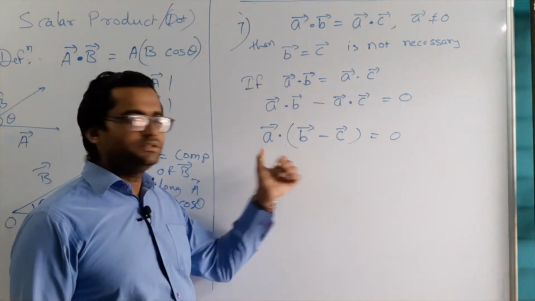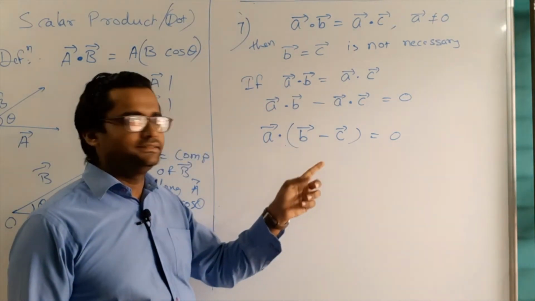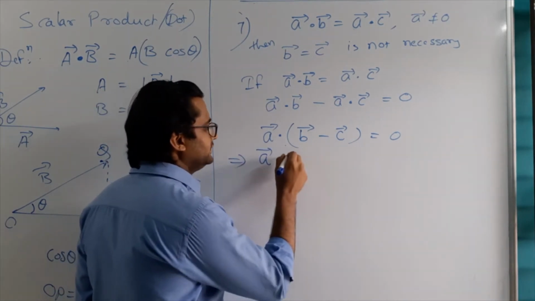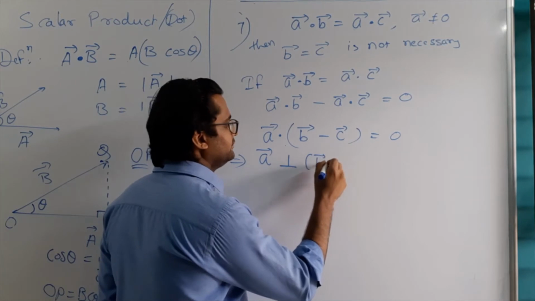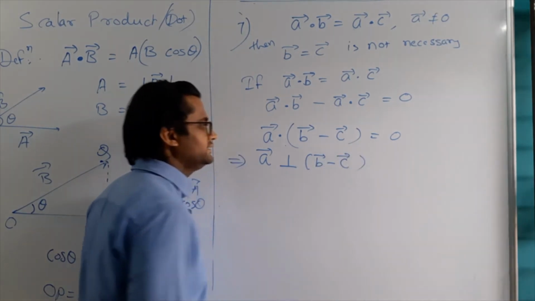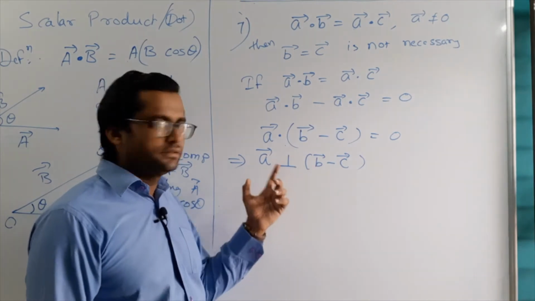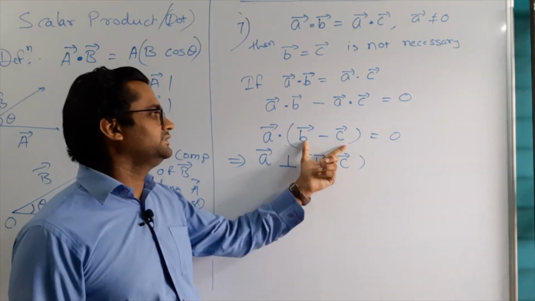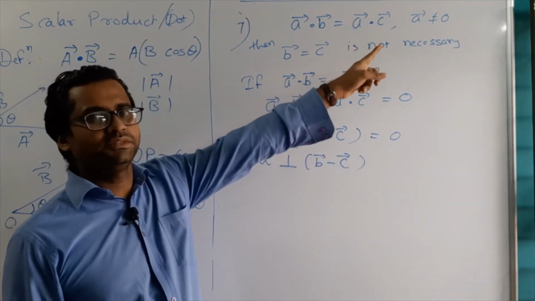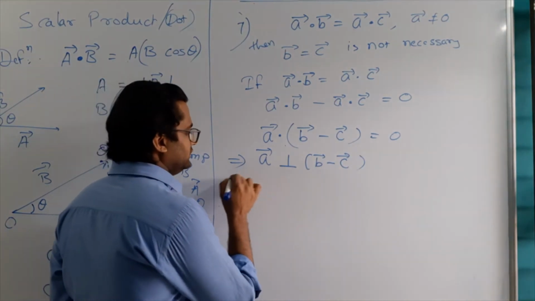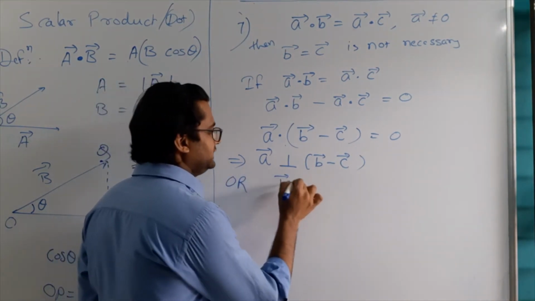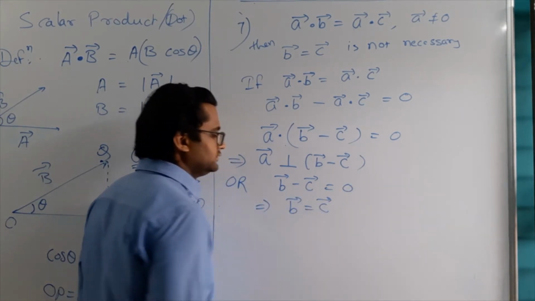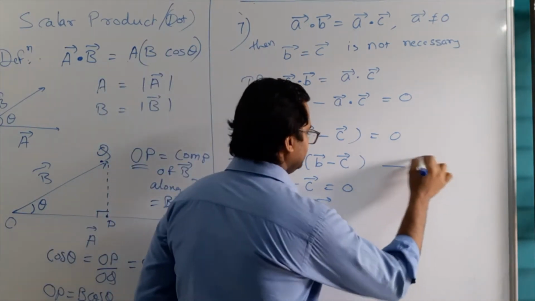Now we know one property: the dot product of two vectors is 0 if they are perpendicular. This implies a bar is perpendicular to b bar minus c bar. This is one implication of this situation. The other possibility when this dot product is 0 is that either a bar is 0 or b bar minus c bar is 0. Since a bar is non-zero as per the condition, the other possibility is b bar minus c bar is 0, and this will imply b bar equal to c bar. So there are two possibilities here, number 1, number 2.